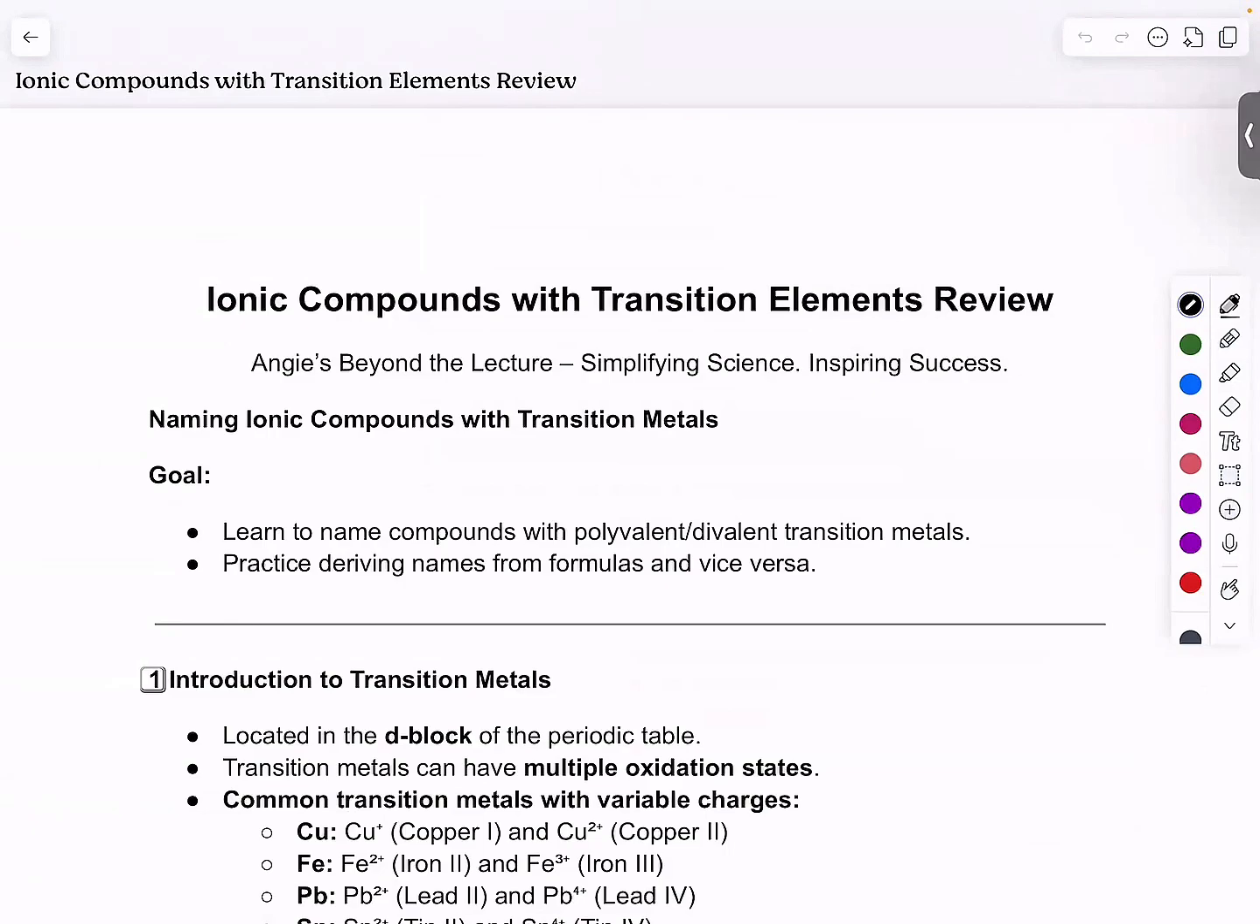Today's video is going to cover ionic compounds with the transition elements. A few days ago, or actually I think yesterday, I put out a video on how to name ionic compounds, but I left out the transition elements because they're a little bit different. They have a little bit of a twist there.